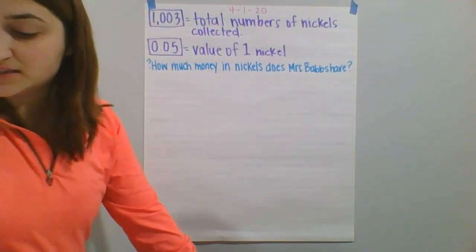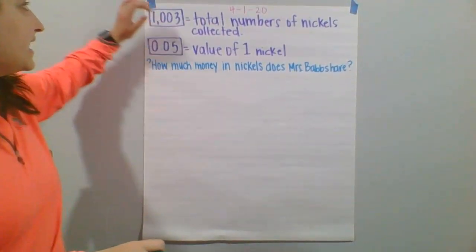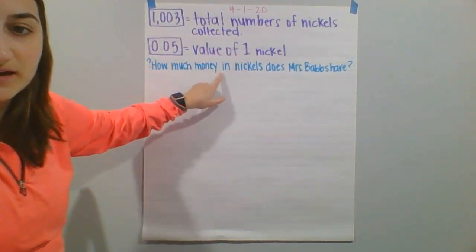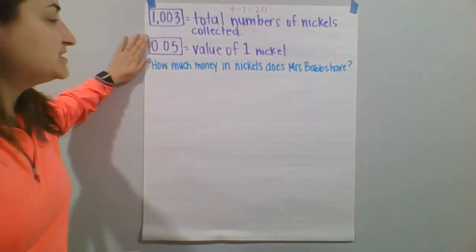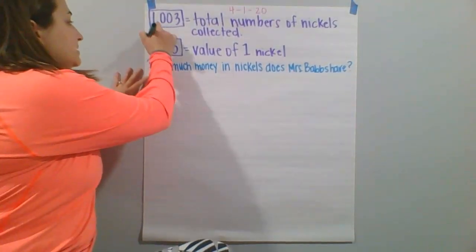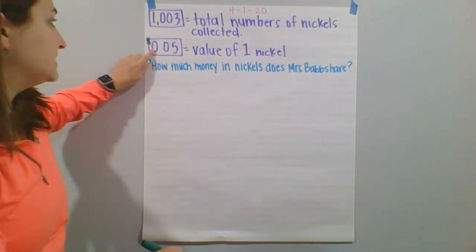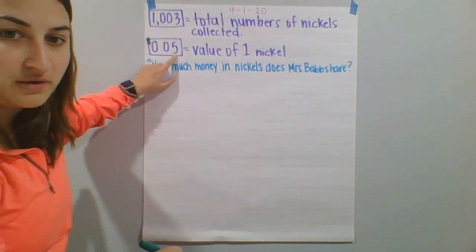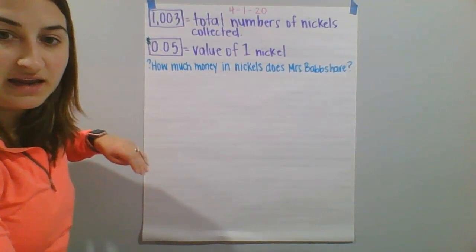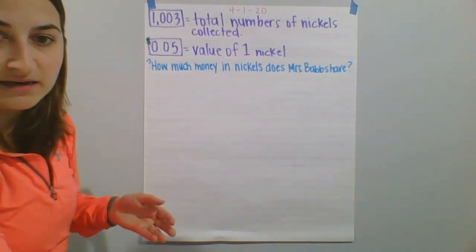All right, so you should have already solved our problem about the nickels. You'll notice that I have 1,003, and that represents the total number of nickels that I collected. The second value is the value of one nickel. So this is going to be money. 5 cents is represented by 0.05, okay? And that's the value of one of our 1,003 nickels. So our question is, how much money does Mrs. Babs have in nickels?